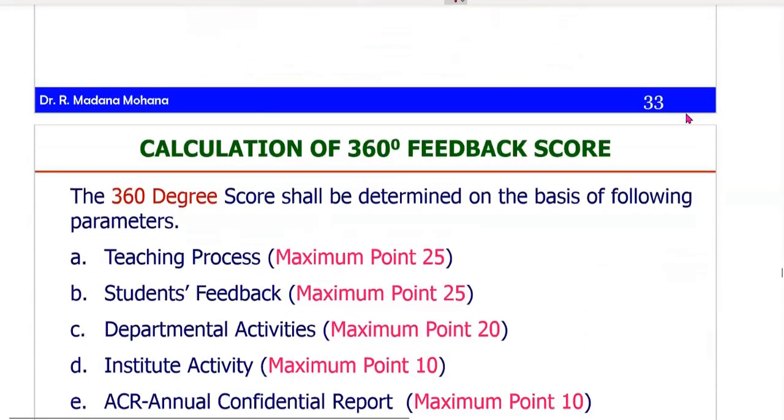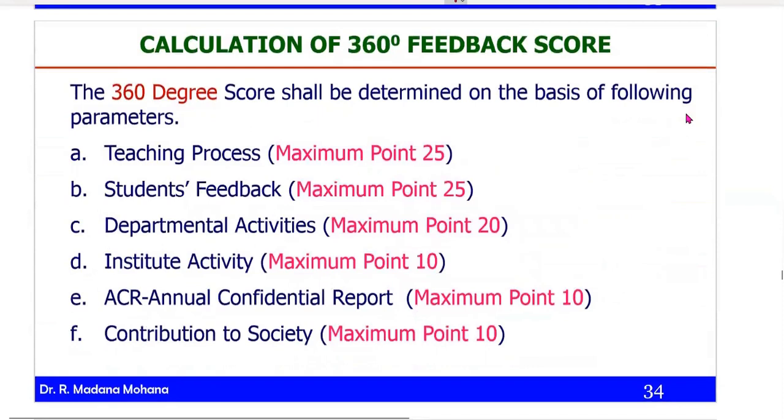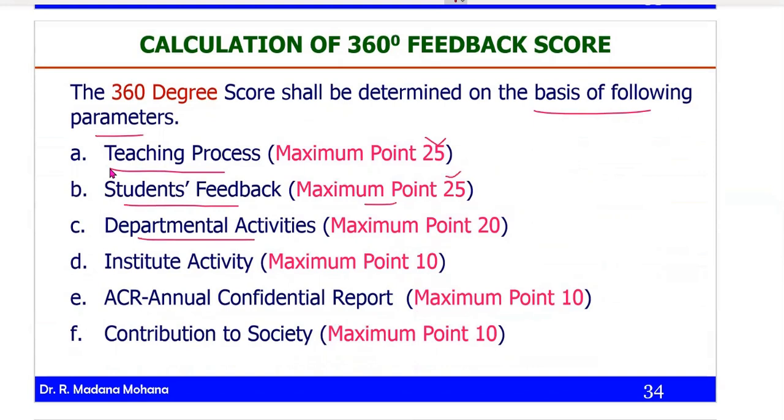calculations. The calculation of the 360 degrees feedback score depends on the following parameters. The first parameter, teaching process, maximum weightage 20 points. Then second parameter, students feedback, maximum weightage 25 points. Then departmental activities, maximum weightage 20 points. Then institute activity, maximum weightage 10 points. Then ACR, that is annual confidential report, maximum weightage is 10 points. Then last one, contribution to the society, maximum weightage is 10 points.